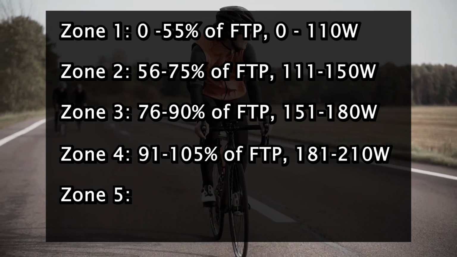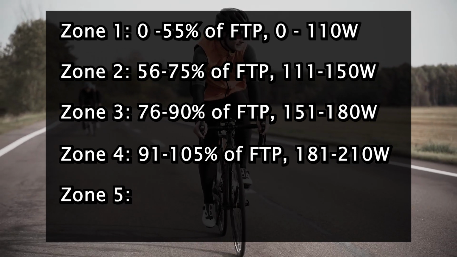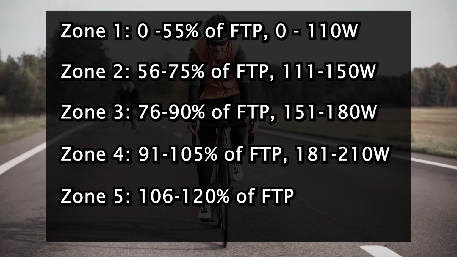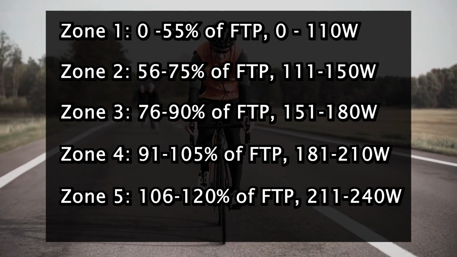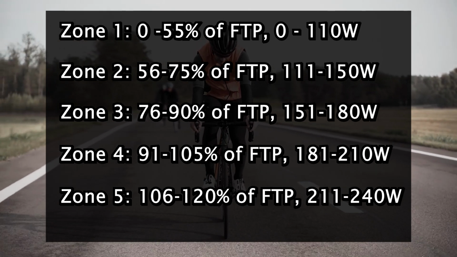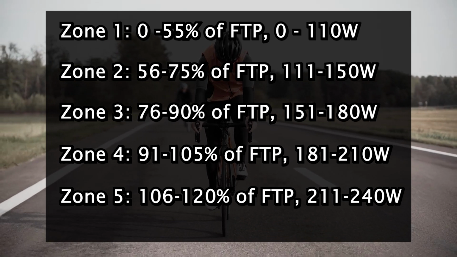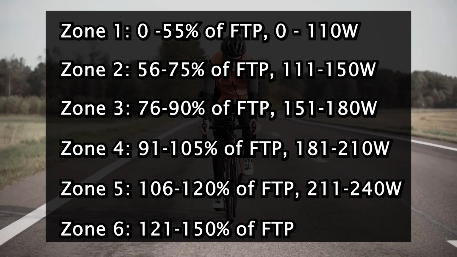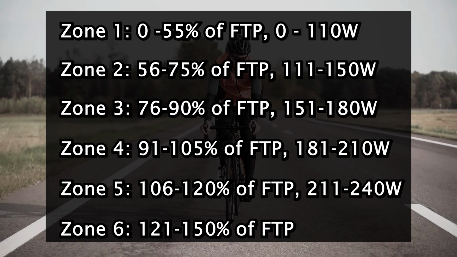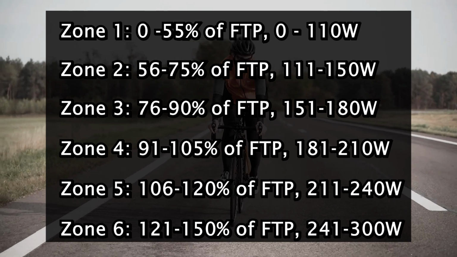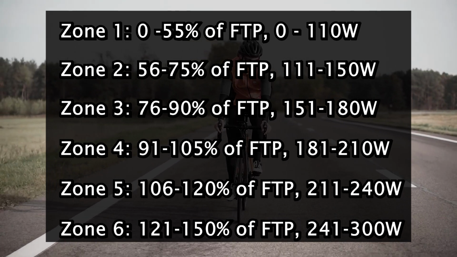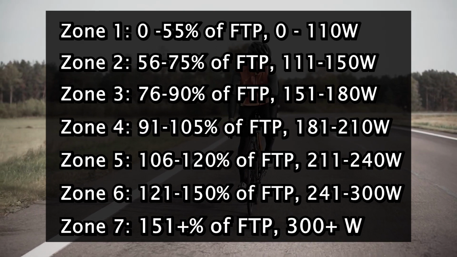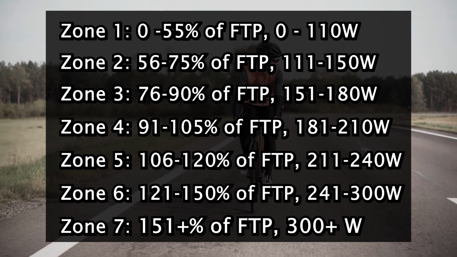Then zone 5 is 106 to 120% of your FTP. That is 211 to 240 watts for your VO2 max efforts. And then zone 6 is 121 to 150% of your FTP. That is 241 to 300 watts used for anaerobic capacity efforts. And zone 7, that means 301 watts and above. And this is for your neuromuscular power.